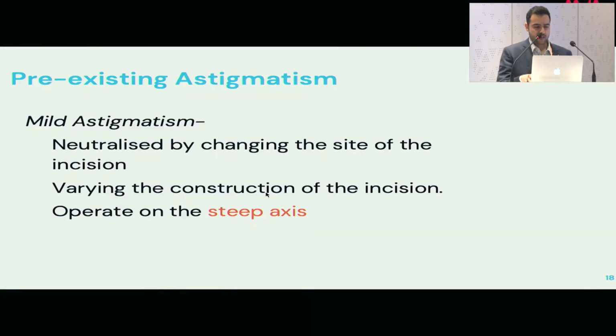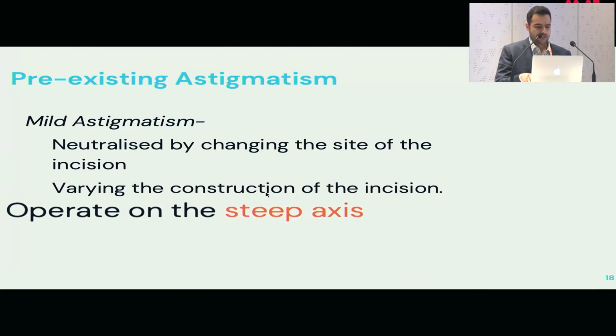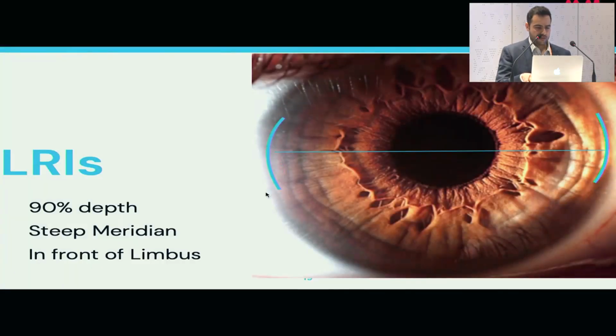So how do we correct this astigmatism? Mainly in mild astigmatism, it is just neutralized by changing the site of the incision. If we operate on the steeper axis, then mostly the astigmatism is controlled, and we can vary the construction according to the astigmatism that we see on the topography.